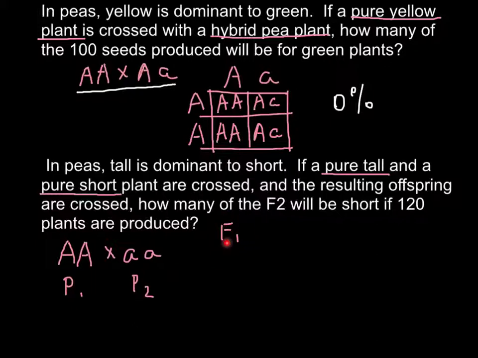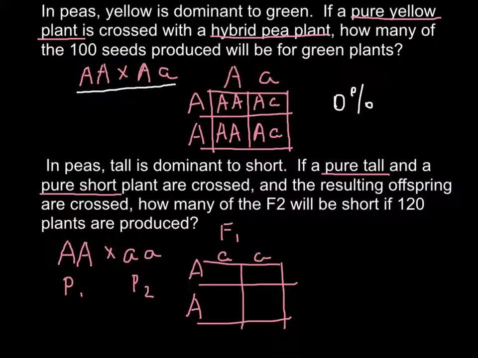So we have to put capital A on this side and small a on the top. And as you see, all the progeny would be heterozygous. So only one genotype, and all the plants are going to be phenotypically tall, like this parent here.